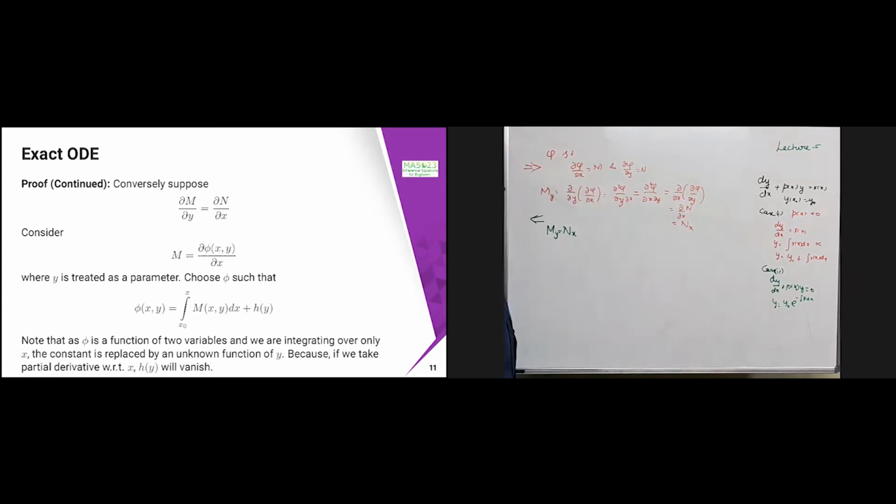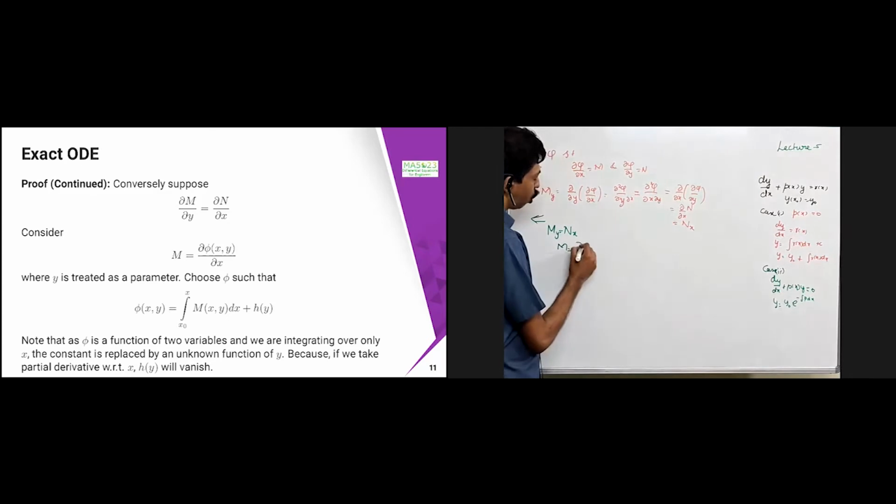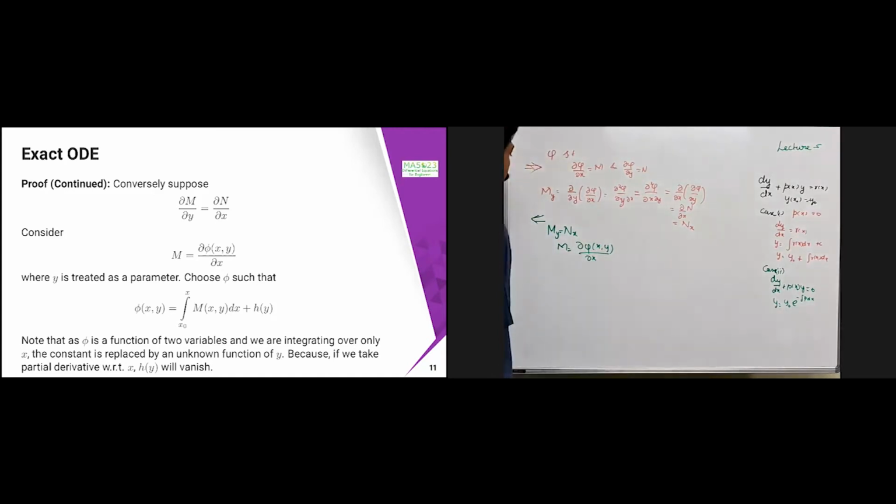So let us find that, okay. Suppose M dx plus N dy equals 0 is given, with M_y equal to N_x. Now consider some function phi of x comma y such that M equals partial phi by partial x. Suppose you found a function phi of x comma y such that M equals partial phi of x comma y by partial x.